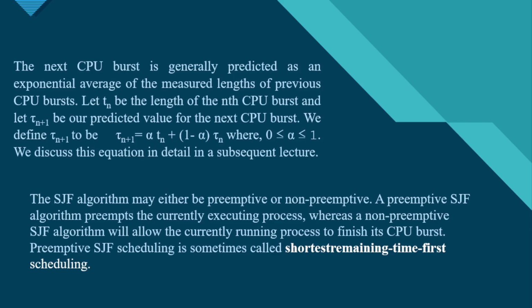The SJF, or shortest job first algorithm, may either be preemptive or non-preemptive. A preemptive SJF algorithm preempts the currently executing process, whereas a non-preemptive SJF algorithm will allow the currently running process to finish its CPU burst. Preemptive SJF scheduling is sometimes called shortest remaining time first scheduling.